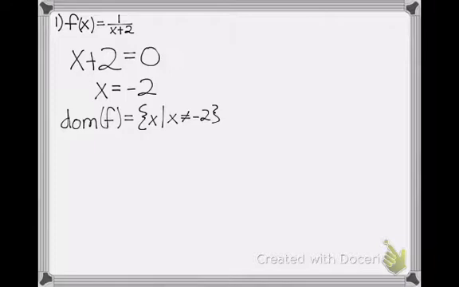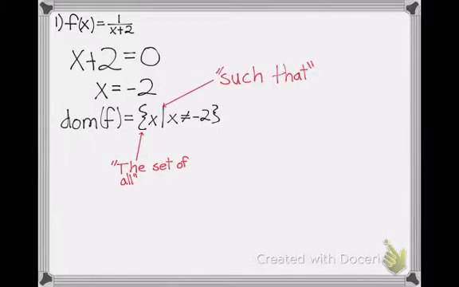The way that this set is read is the set of all x such that x does not equal -2. So strictly speaking, this open curly brace here is read the set of all. This vertical line is read such that. So putting this all together, this is read the set of all x such that x does not equal -2.